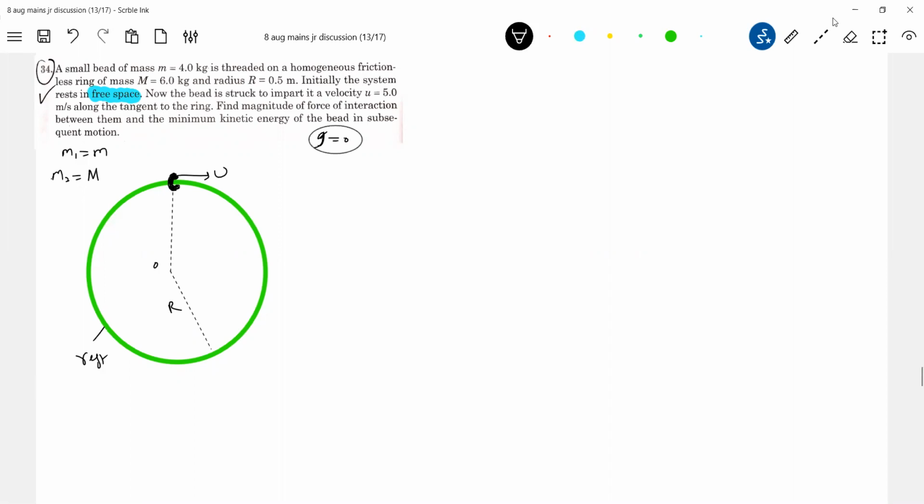Okay, now get into the problem. The center of mass M2, this M1. How to find the magnitude of force of interaction between them, and the minimum kinetic energy of the bead in subsequent motion? So where will the center of mass of the system be? M2 is heavier, no? So here is the center of mass of the system, I'll take it.